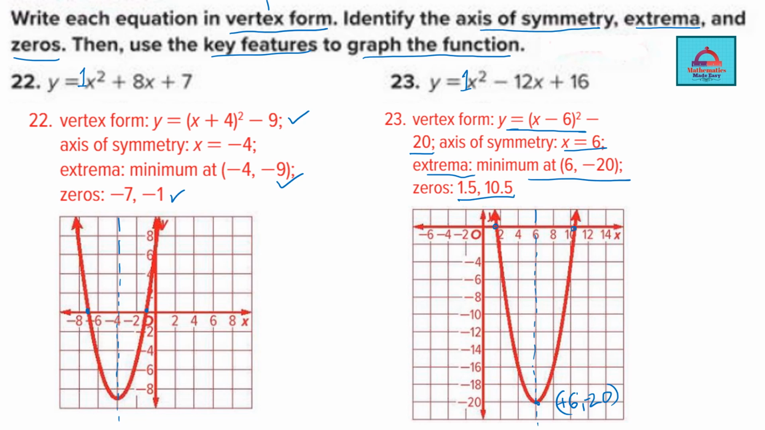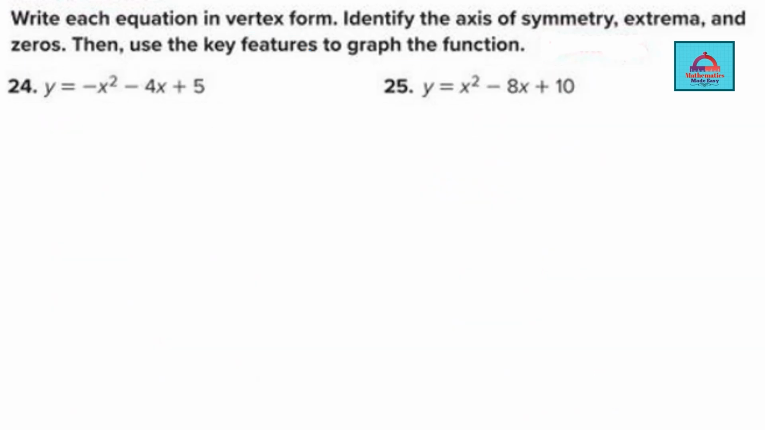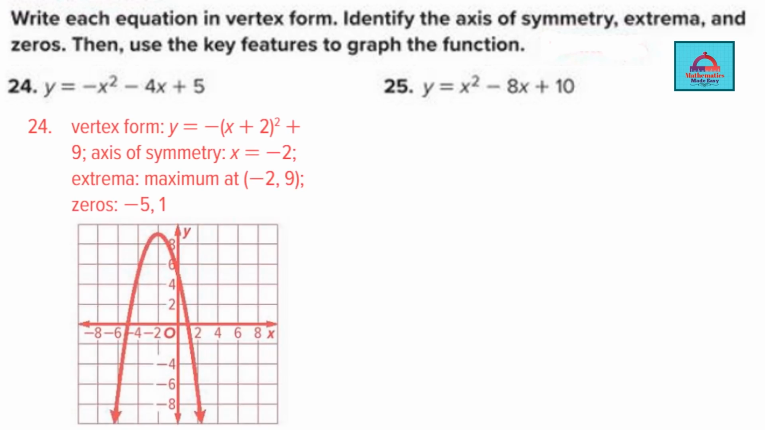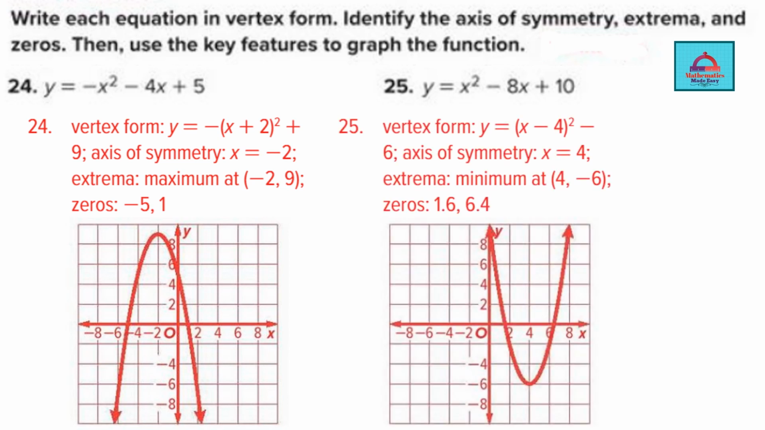I hope the question is clear and you've understood how completing the square method is very, very important for solving questions. In a similar way, you will solve these two questions. Use completing the square method to write the equation in vertex form. Identify the axis of symmetry, the point of vertex, the maxima, minima, and the zeros, and your parabola will come like this. As you can see here, the coefficient of x square is -1, negative, so it's a downward parabola. Here it is positive, +1, so it's an upward parabola.